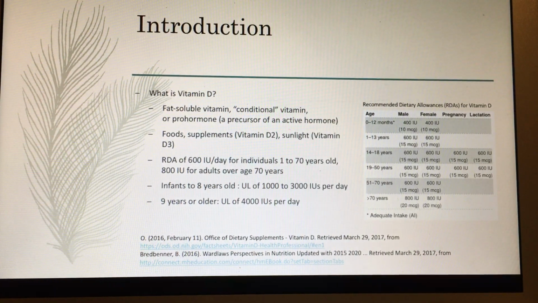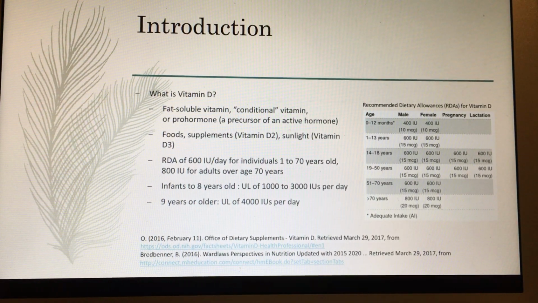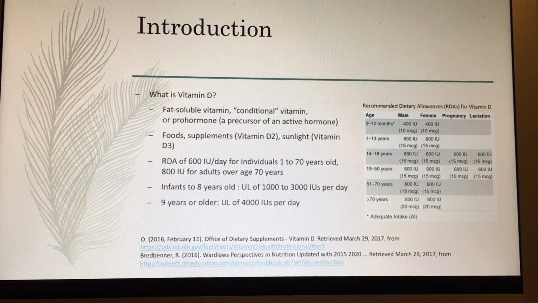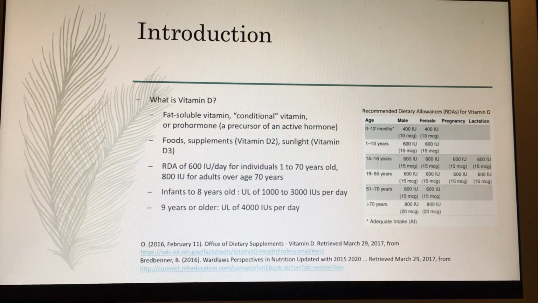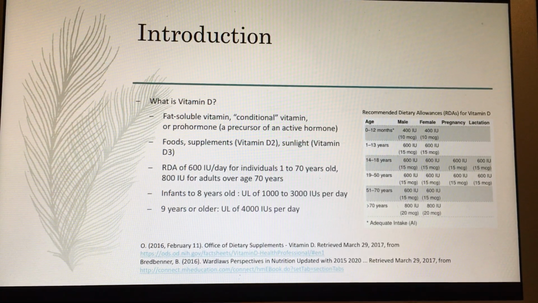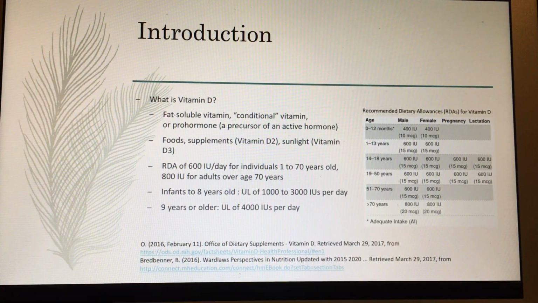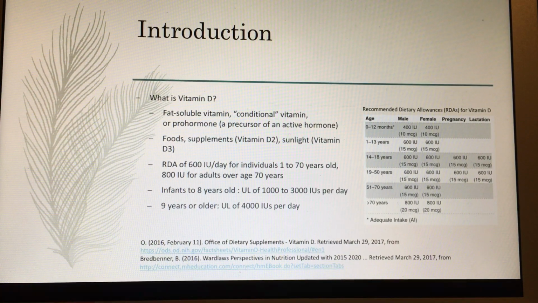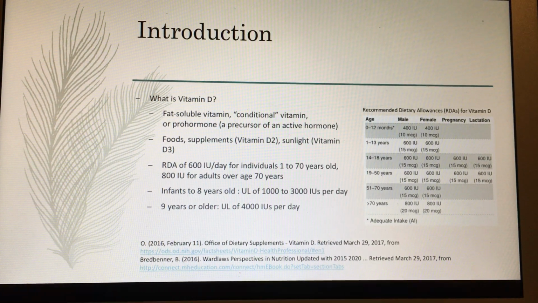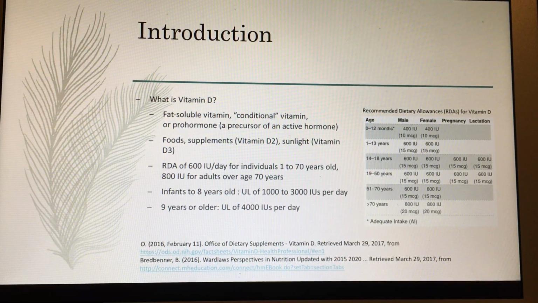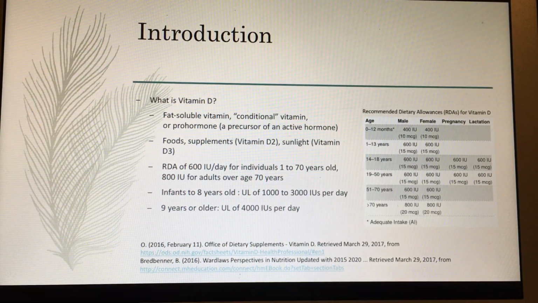So now we're going to talk about the RDA value and UL value. For individuals who are 1 to 70 years old, it is 600 IU per day. IU stands for International Unit, specifically for the micronutrient that we're talking about right now. And adults over 70 years old have to take 800 IU. And this is all based on minimal sun exposure.